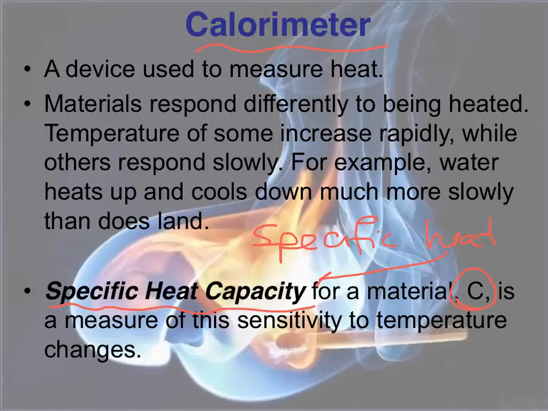So as it turns out, every different material has its own unique specific heat capacity. Every material has a different degree of sensitivity to being heated. Some materials, when you heat them, will increase their temperature rapidly, and other materials will seem to be resistant to temperature increases. An example of that is water. Water has a very high specific heat capacity, which I'll call capital C. So it takes a lot of heat to get the temperature of water to change.